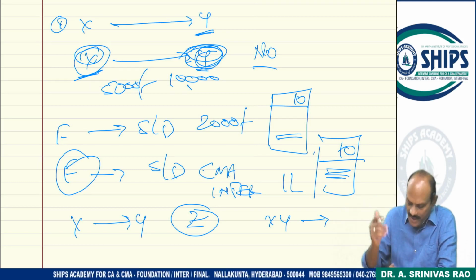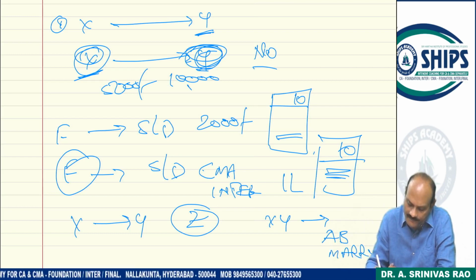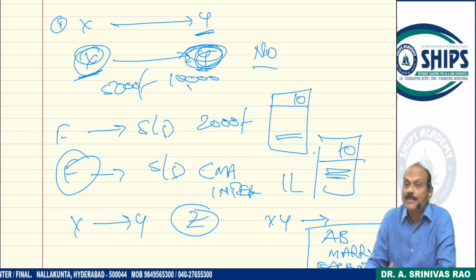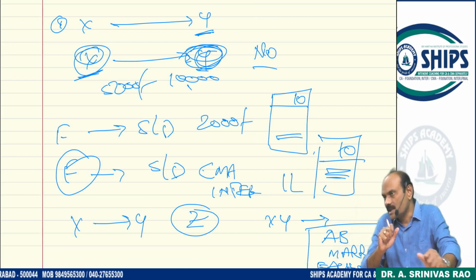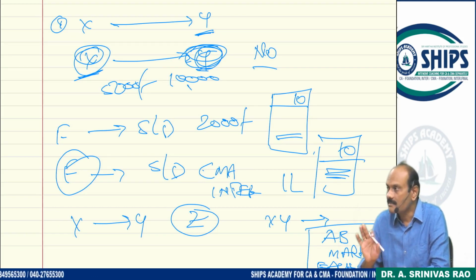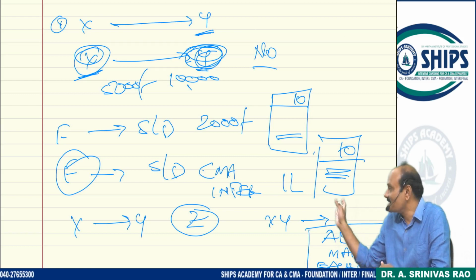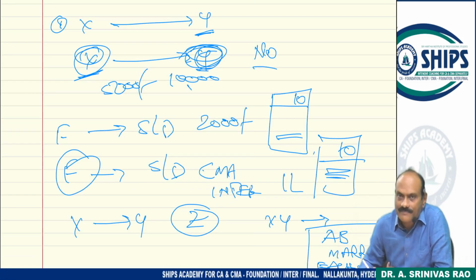One more. A and B agree to marry each other. Is the agreement valid? A and B agreed to marry each other. Is the agreement valid? Not married. Just agreed. See the line. A and B agreed to marry each other.